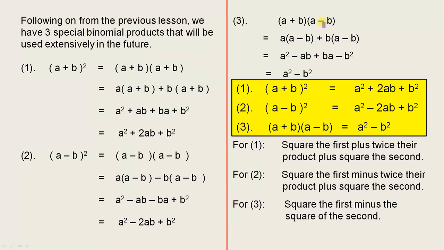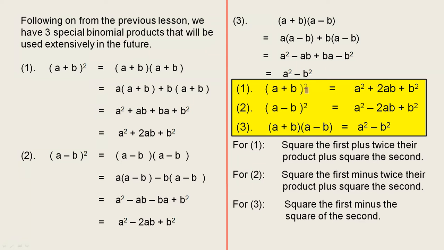This is called a product of a sum and difference. So you have a plus something, a minus something, and the two terms are exactly the same, except here you have a plus sign and a minus sign. So we'll just go through the normal procedure, and you'll notice when you collect the like terms, we end up with a squared minus b squared.